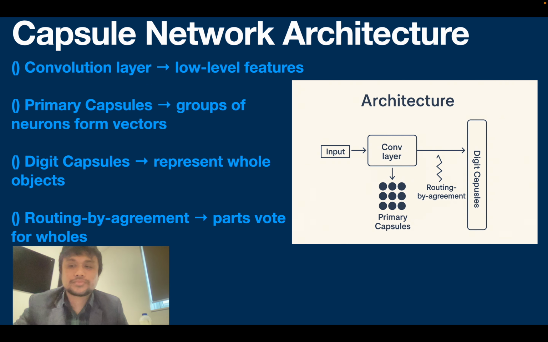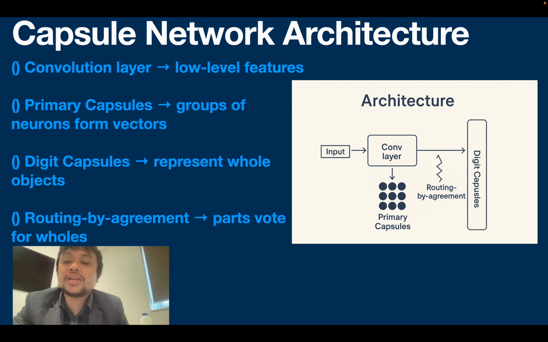The architecture of a capsule network starts with a convolutional layer, which extracts simple low-level features such as edges or curves. These outputs feed into the primary capsules, where neurons work together to produce vectors rather than scalars. The direction of a vector can encode pose, like rotation or scale. From there, the information passes to digit capsules, which represent entire objects like a full digit or face.